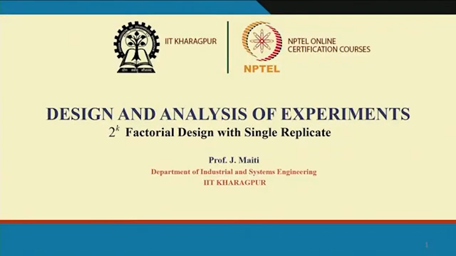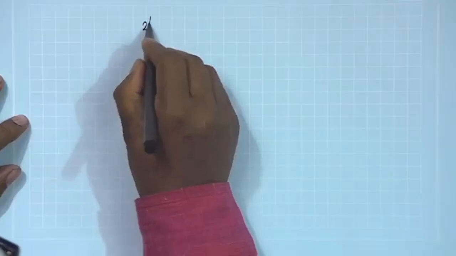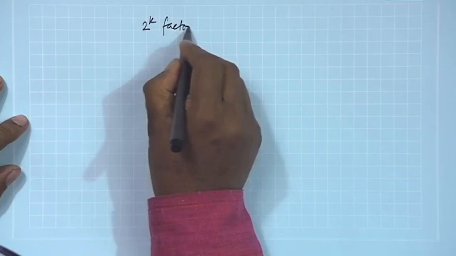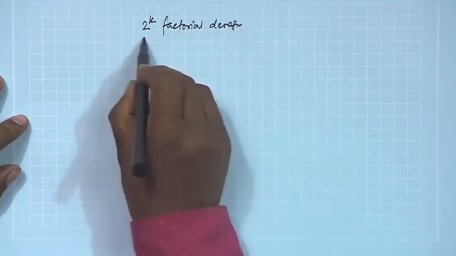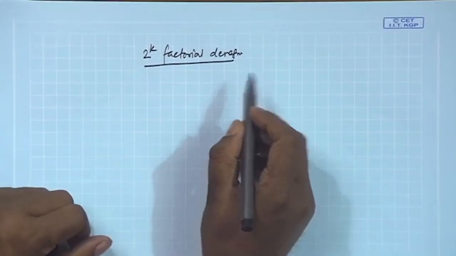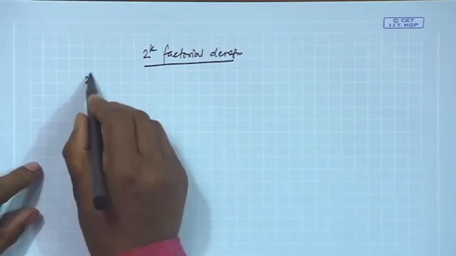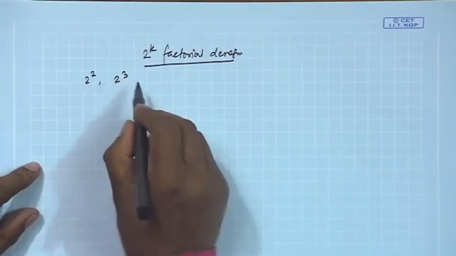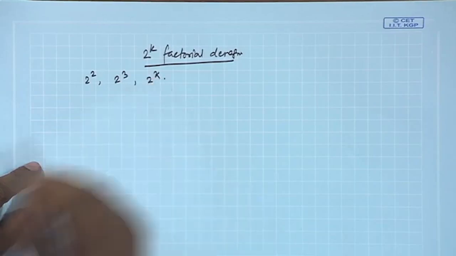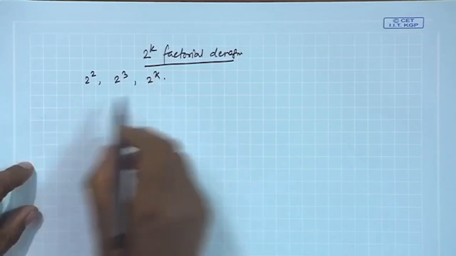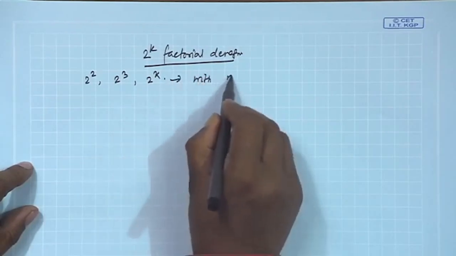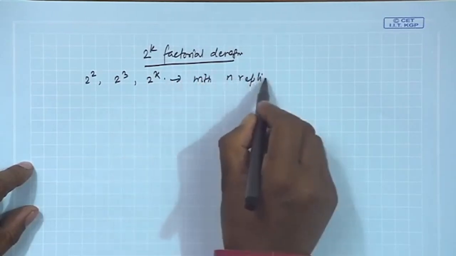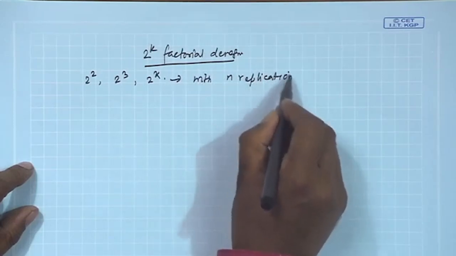Welcome. We will continue 2 to the power k factorial design. So far, we have seen 2 to the power 2 design, 2 to the power 3 design, and general 2 to the power k design with n replicates or with n replications.